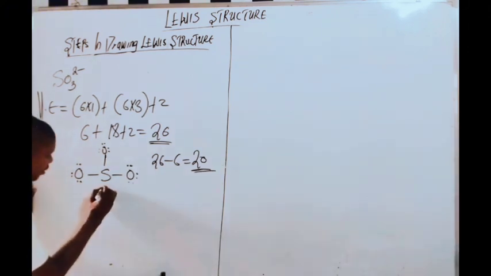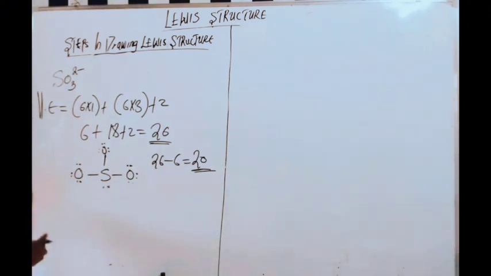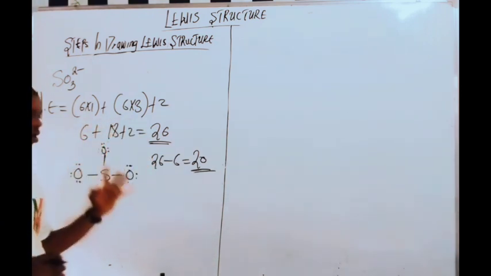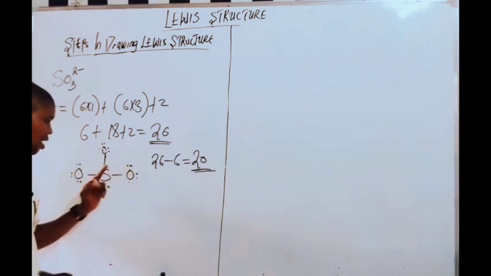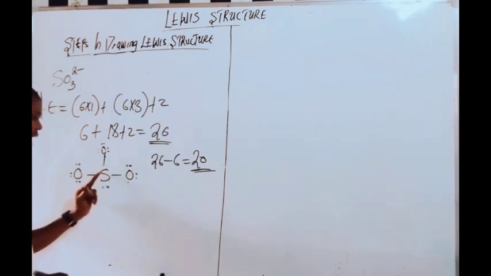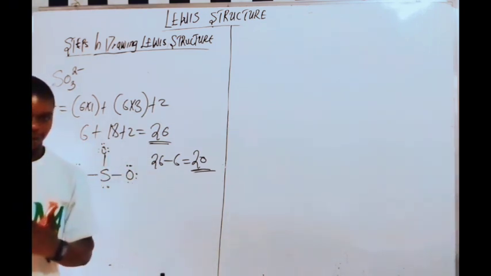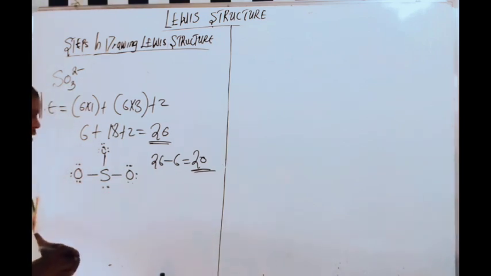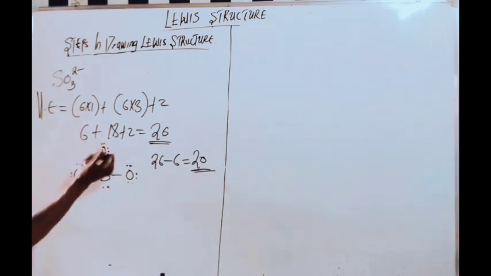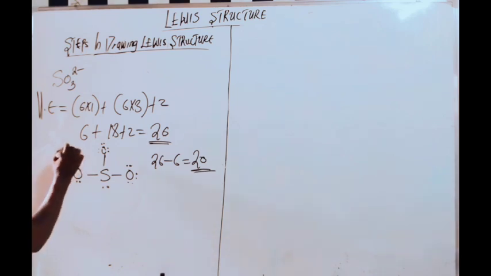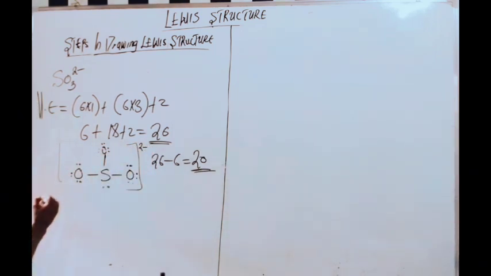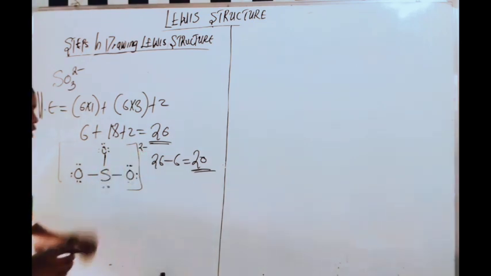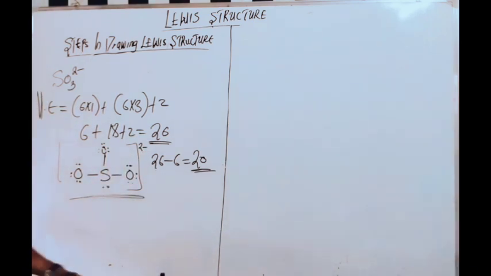So here we have this one here. Can you see that? If you check, every atom has its own octet, 8, 8, 8. Sulfur here is having 3 bonds, which equals 6 electrons, then 2 here makes it 8, right? So now this is not the complete Lewis structure yet. To complete it, you have to put a square bracket with 2 minus here. So this is the correct Lewis structure.